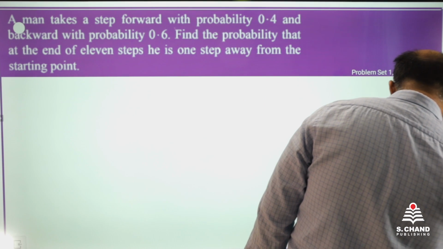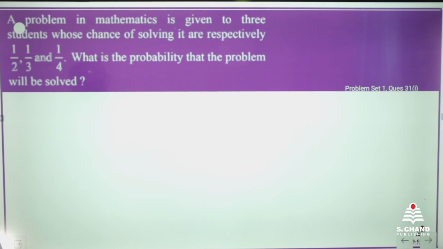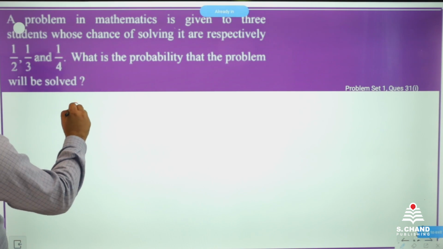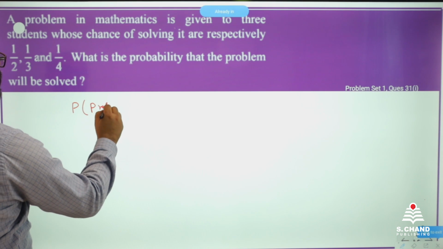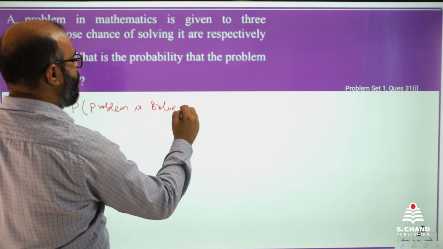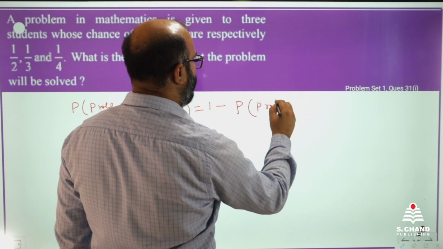Let us see on which theory that is. So it says a problem in mathematics is given to three students whose chances of solving it are respectively 1 by 2, 1 by 3 and 1 by 4. What is the probability that the problem will be solved? So you can say that the probability that the problem is solved can also be written as the complement, that is 1 minus the probability that the problem is not solved.